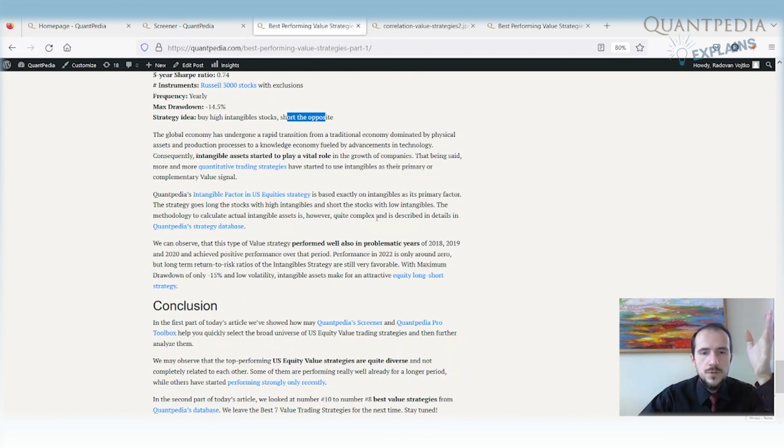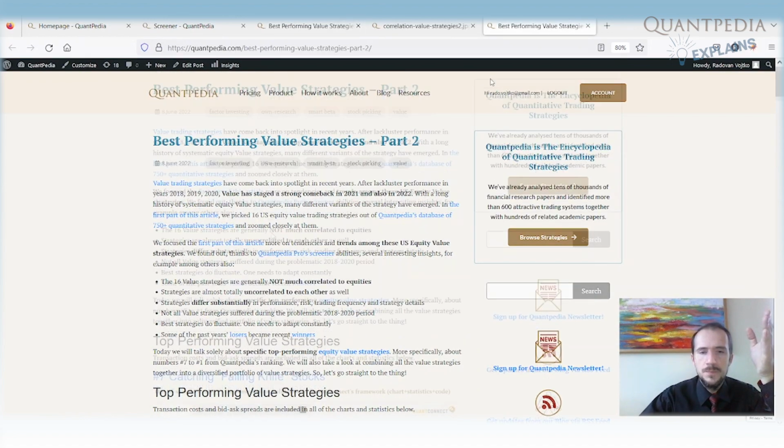So those were the first 3 strategies, and in another article, the link to which will also be in the description of the video, are the other 7 strategies. So let's go to another article.